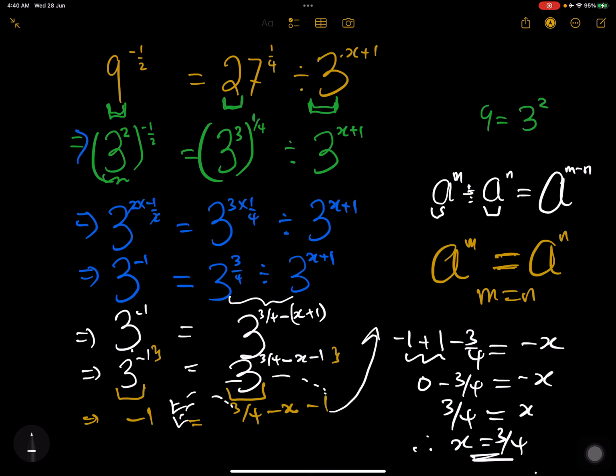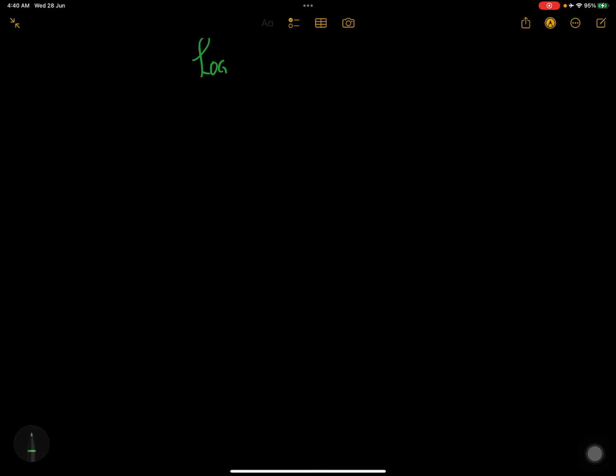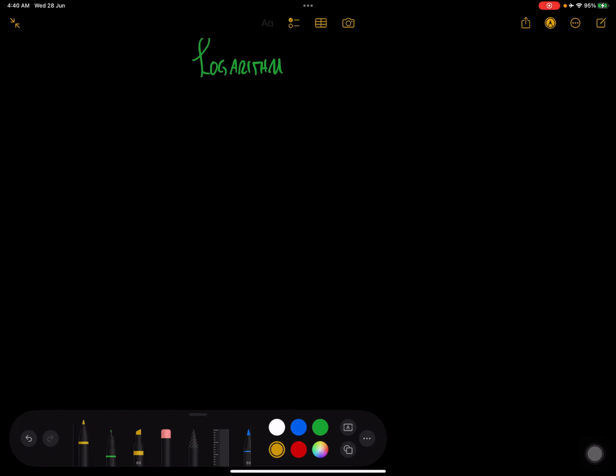So I think here ends the indices side of things, and we now go into what we call logarithms. We go into the logarithm part. Logarithm was also propounded by John Napier. So we have logarithms.